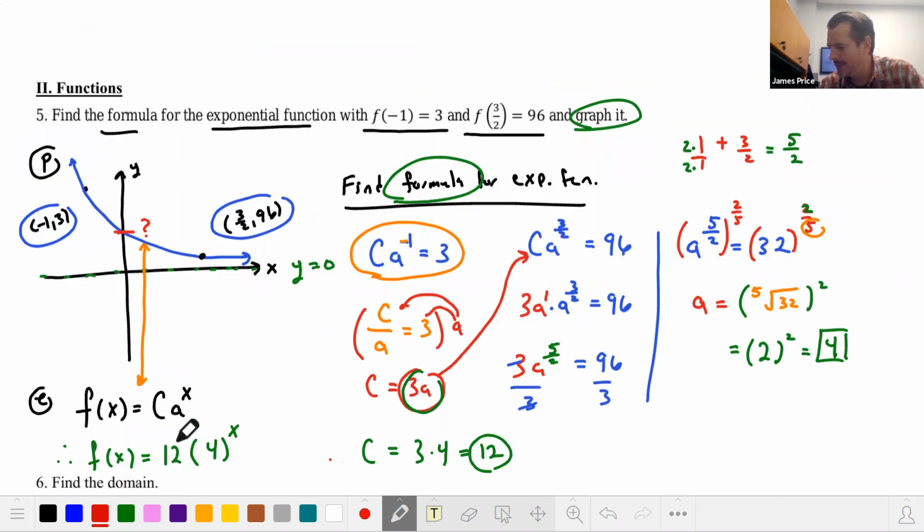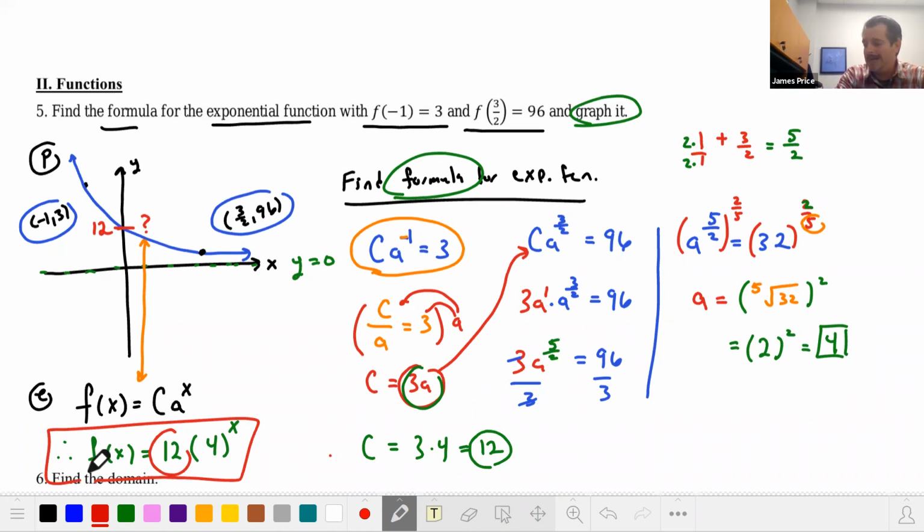So what's the Y-intercept? It's the initial value. So this should be a 12 right here. So if you've already done that, good. If not, go back, put the 12 on the graph. Now it's good to go. We have the formula right here, and we have the graph right there.